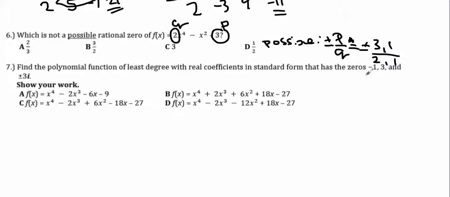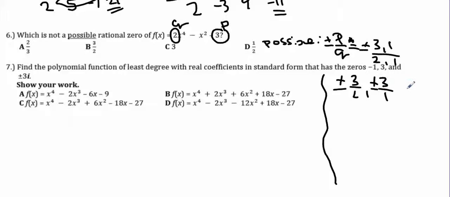Now when we look at possible zeros, I'm going to continue right here. So I have 3. So when you do this, you have to divide. You have to find all the possible options. We have 3 over 2. We have 3 over 1. We have 1 over 2. And we have 1 over 1. So 1/2 is a possible 0. 3 is a possible 0. 3/2 is a possible 0. 2/3 is not. So 2/3 is my answer.